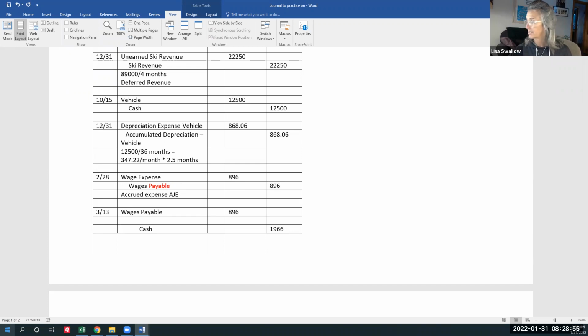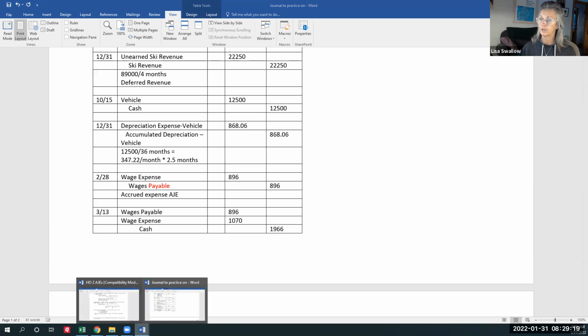The balance, the difference of $1,070, is wage expense that belongs in the month of March. And this is the matching principle, matching the expenses in the month that they help to earn revenue. So that's what this looks like.